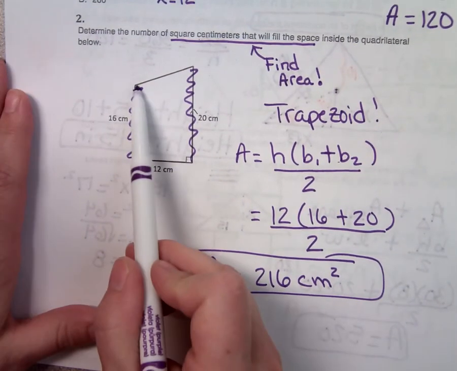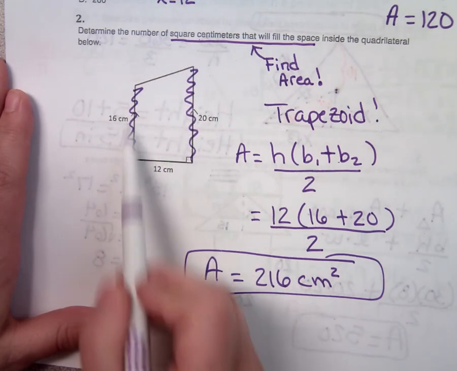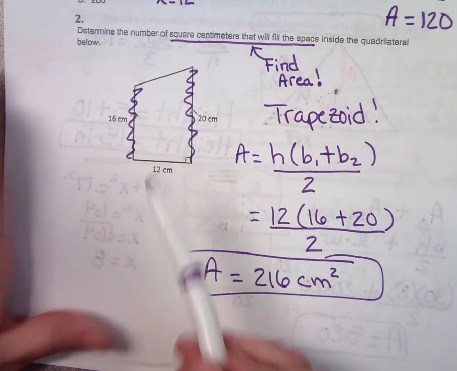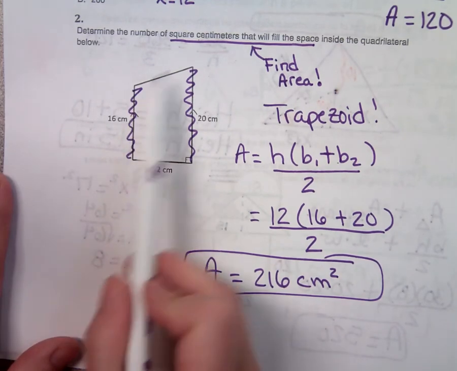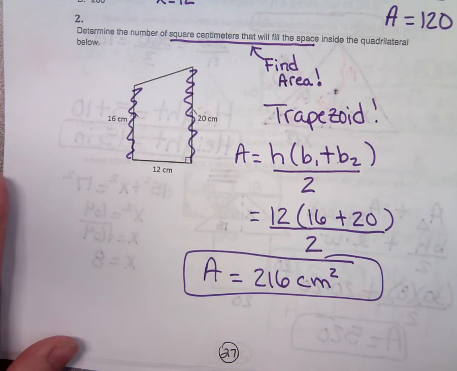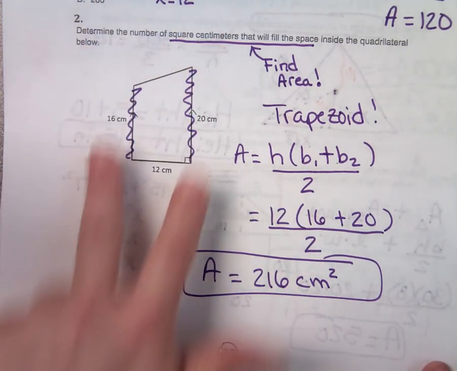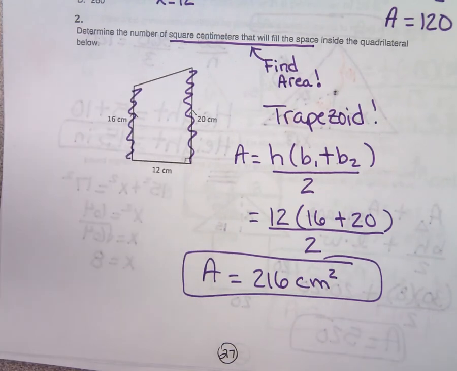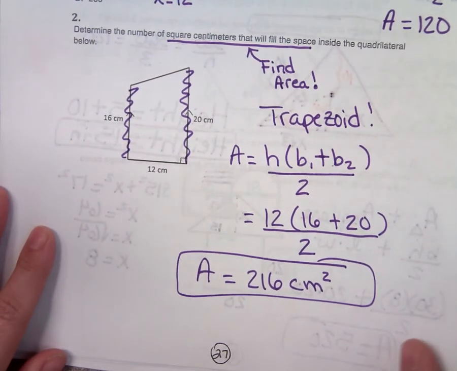And you could have done this shape where you split it into a rectangle and a triangle, but it's just easier to just work as a trapezoid, maybe. And if you like to split it into the rectangle and the triangle, you're welcome to do that as well. But remember, a trapezoid has one set of parallel sides, and the other 2 sides are not parallel. And then just remember that your bases are your parallel sides. Okay, let's move on.